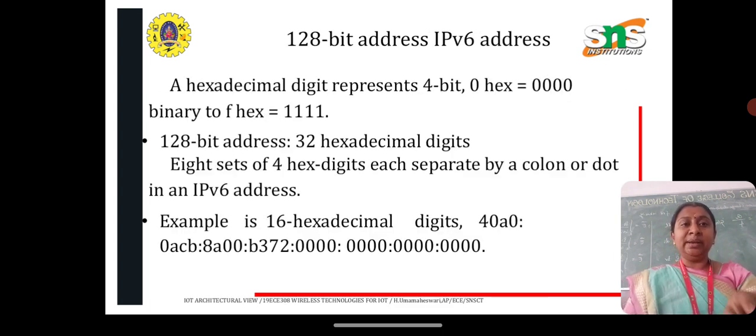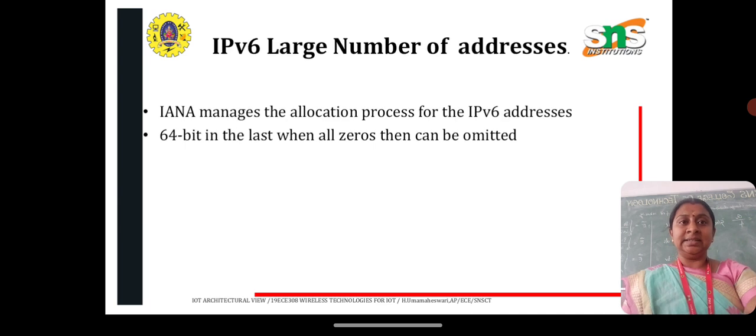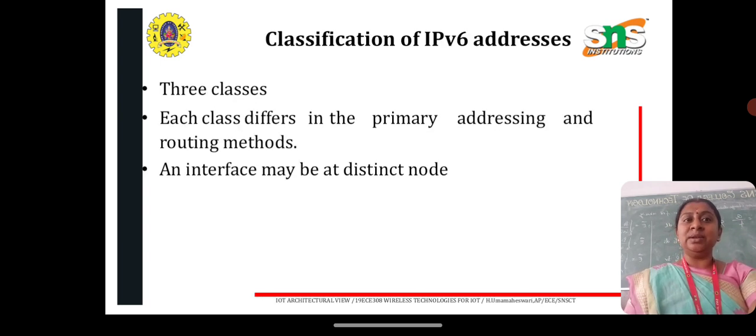Then the 128-bit IPv6 address. It is a hexadecimal digit representation. For 32-bit we have octet representation, but for 128-bit we have a hexadecimal digit representation. Here there are 8 sets of 4 hexadecimal digits separated by a colon in an IPv6 address. Then IPv6 has a large number of addresses. Here, in the 64-bit part, when all the zeros can be omitted in this large number of addresses.